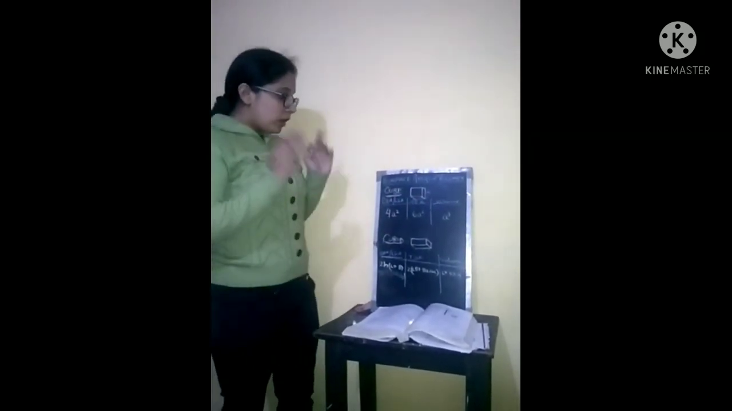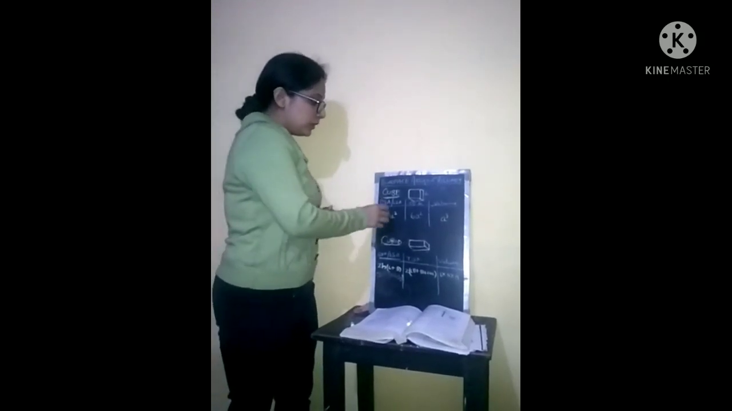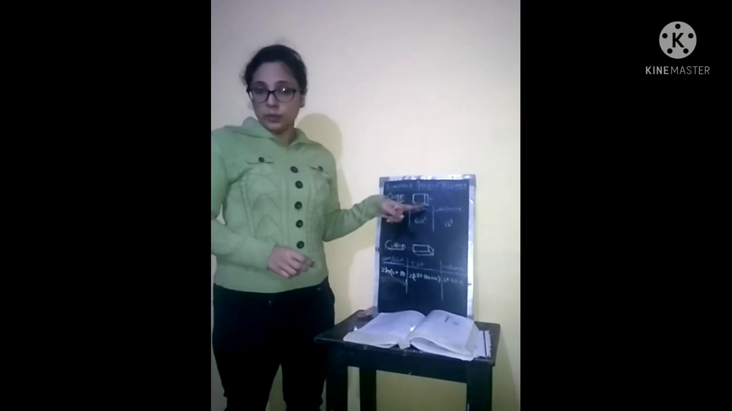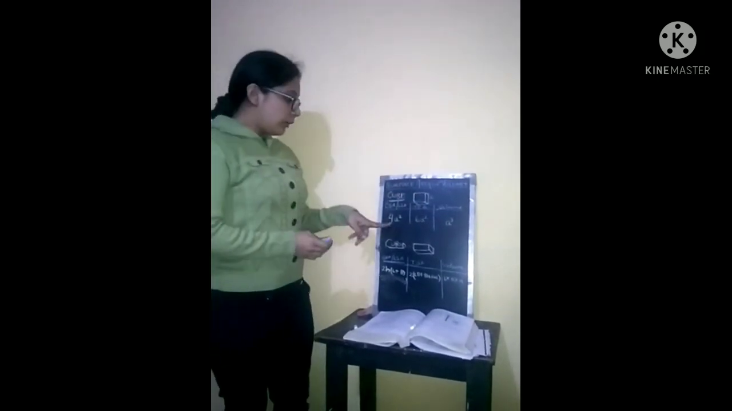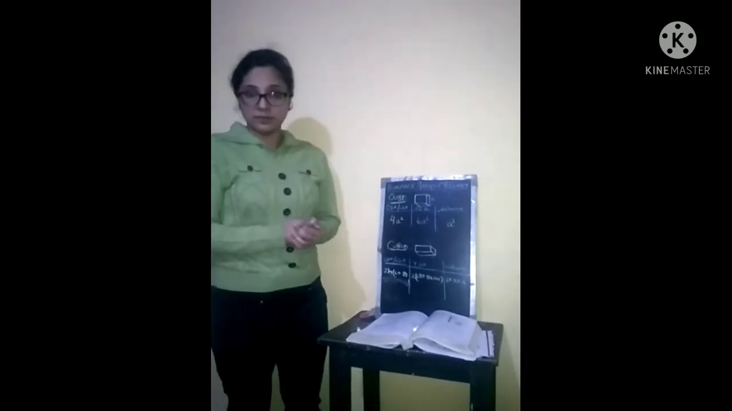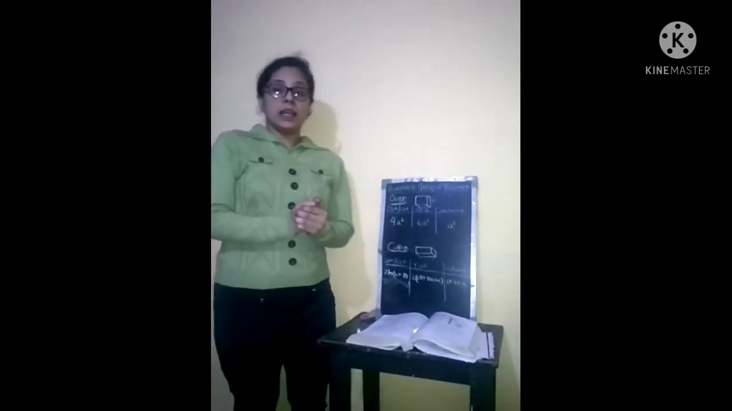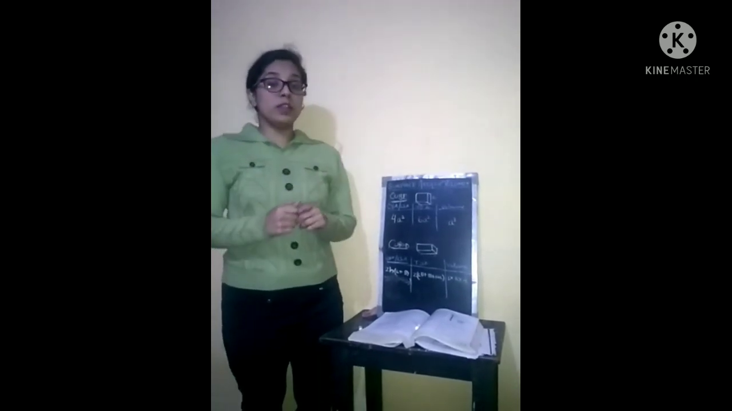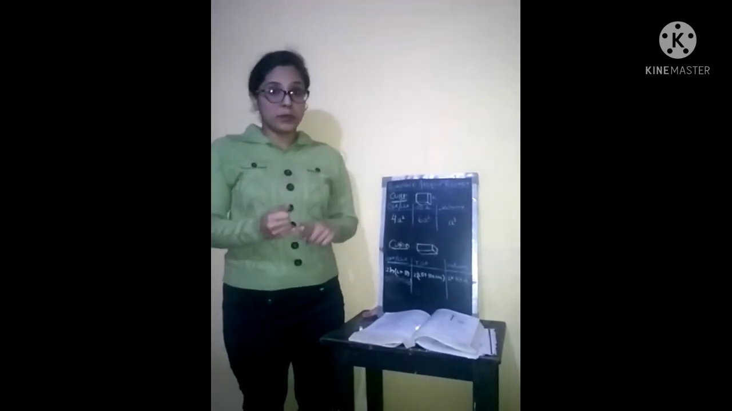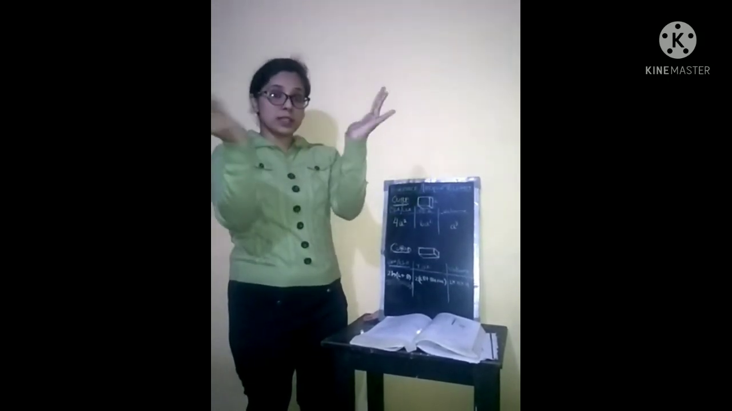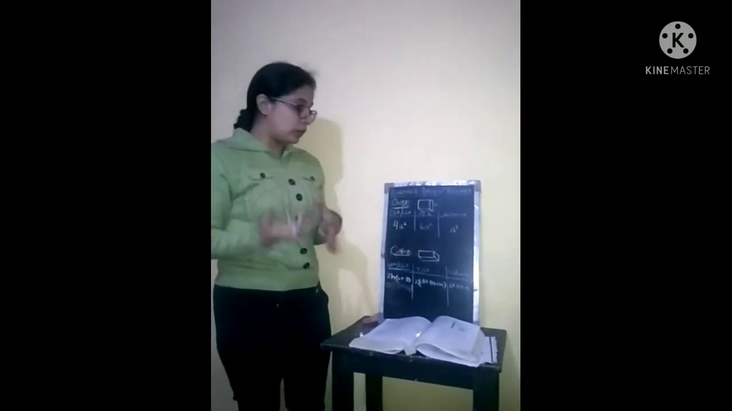Now if we find out the curved surface area of this cube, what is the formula? 4 into side square. Where has this formula come from? Suppose we have a box. In that box we just find out the surface area of 4 walls. The surface area of 4 walls, just we find out that.